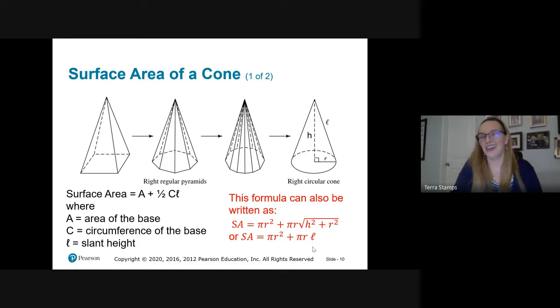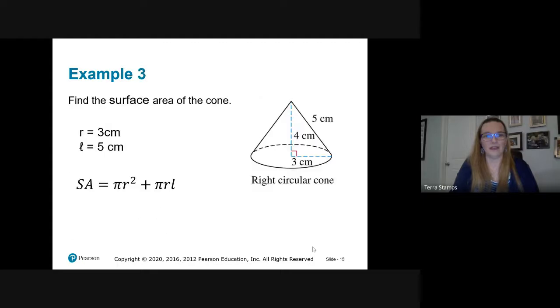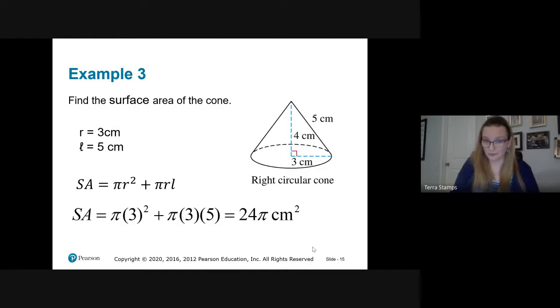There's a formula sheet on the last slide, so you don't have to memorize these. So where were we? Oh, so pi r squared plus pi r L. We're going to plug in r is 3, L is 5. There you go. Boom. I left pi in my answer, so 24 pi, because that's what my lab does for a lot of these.